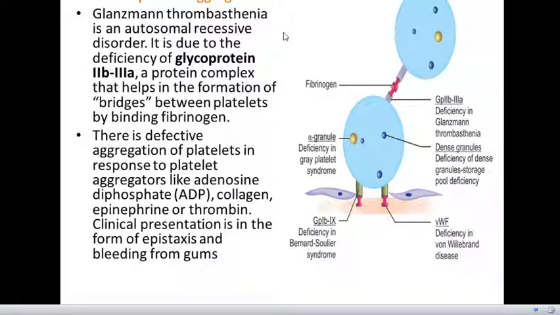And for the defective platelet aggregation, we have a deficiency of glycoprotein 2B3A. We have the glycoprotein 2B3A over here. So fibrinogen gets attached to these receptors, but since this receptor is absent, fibrinogen does not get attached. So the formation of bridges is not maintained between the platelets.